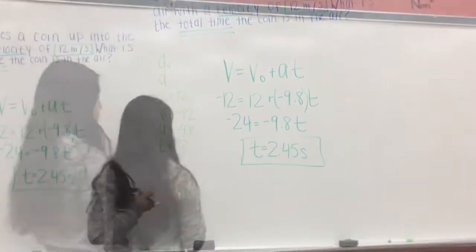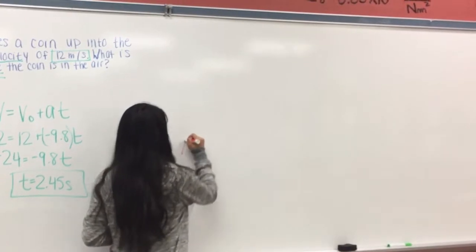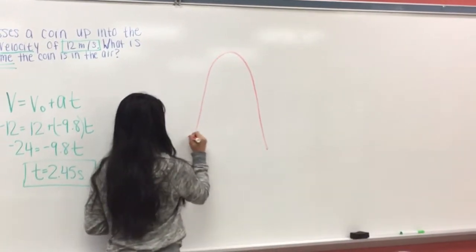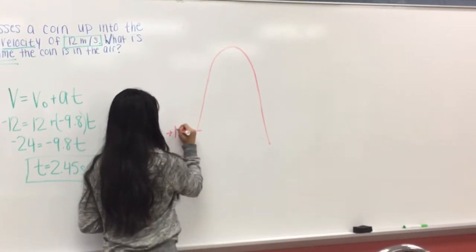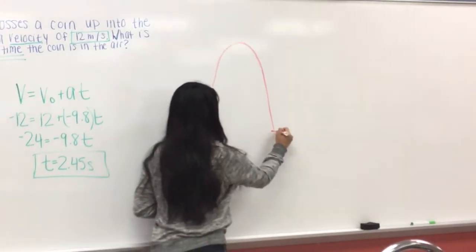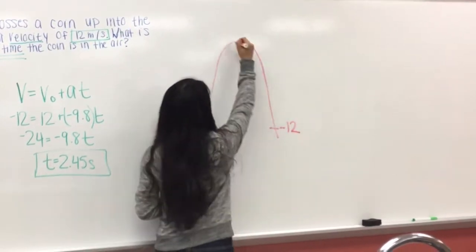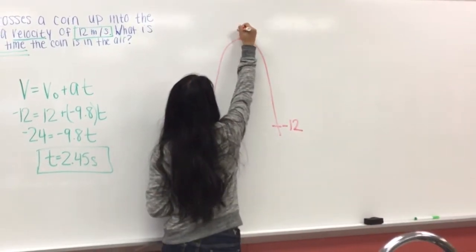In a problem that involves an object going up and down, at the top of its peak it has a velocity of 0, and each point on opposite sides of the parabola have the same velocity with the opposite sign. This is how you know the final velocity is negative 12 even though you are not given it in the problem.